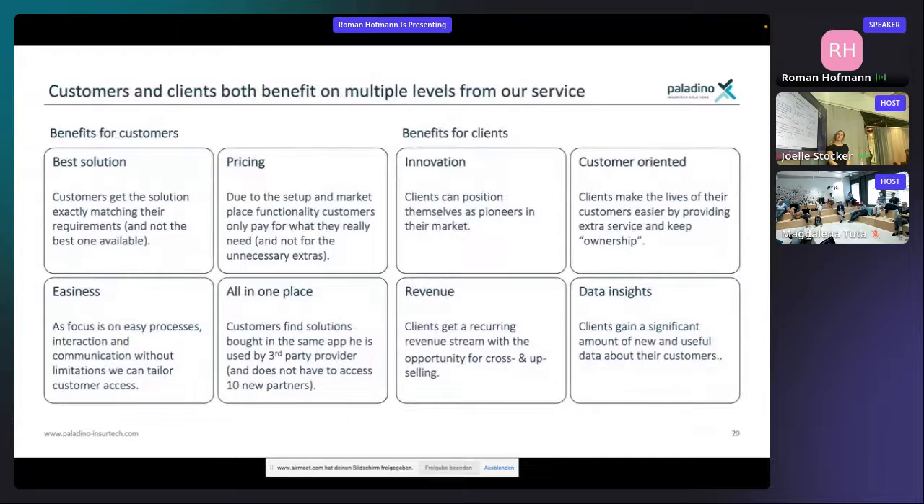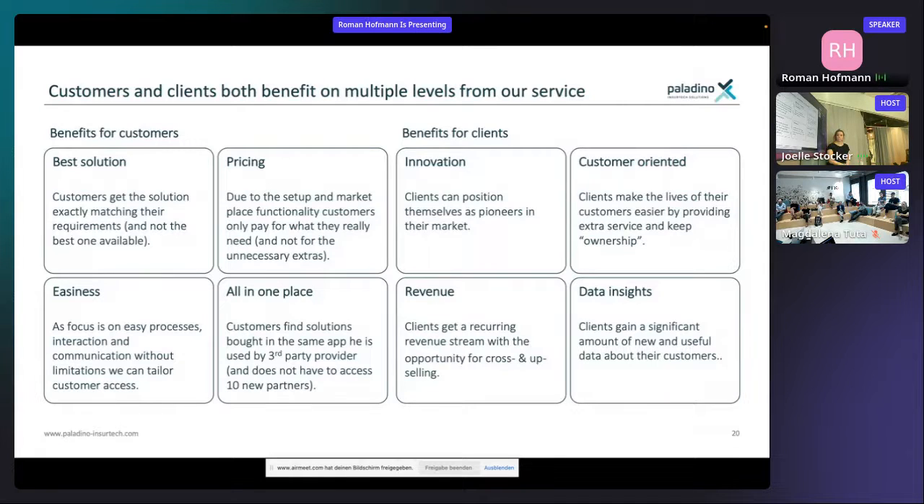Just some of the benefits. There are multiple benefits for customers. From our perspective, if you have multiple suppliers in the background, you should be able to offer the best solution in the right moment. And it's not just the household protection you get, but you get the best household protection which exactly fits your needs. You should have a fair pricing because you only pay for what you really need.